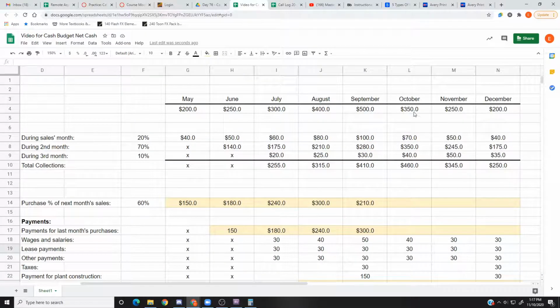So in October, I have $350 coming in for sales, or that's what I expect to sell. But the cash I'm bringing in is $460 because remember, I'm bringing some of the cash in from last month and the month before. $460. I've got to purchase some supplies from November. So I'm going to say November times 60%. I'm going to pay for that next month, but this month I've got to pay for last month's supplies.